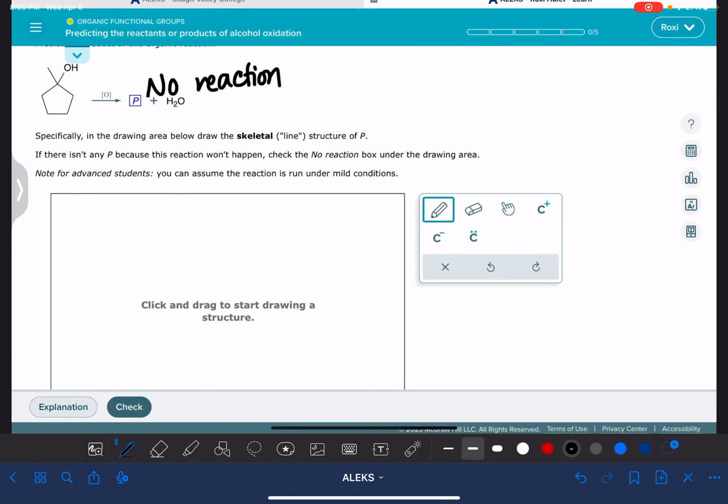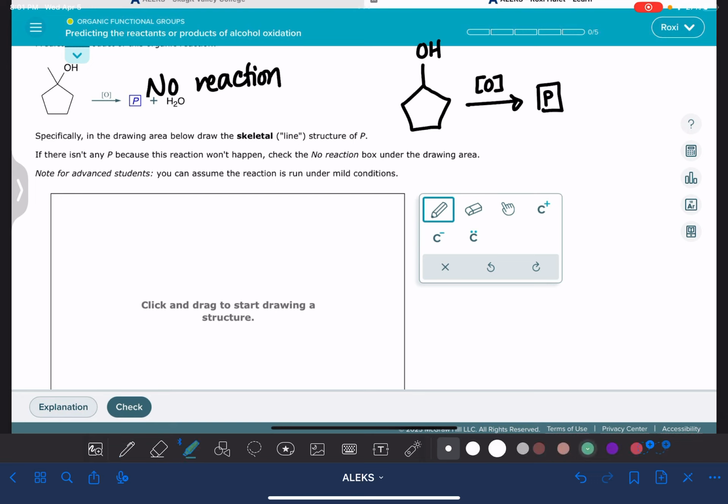Now, let's just pretend that you were given a different molecule, not this one right here, something that's maybe a little bit more interesting for this problem. I'm just going to make this as the molecule. Let's say that this is the problem you were given on ALEKS, and you're being asked to predict the product of this reaction. Again, let's go through the motions.